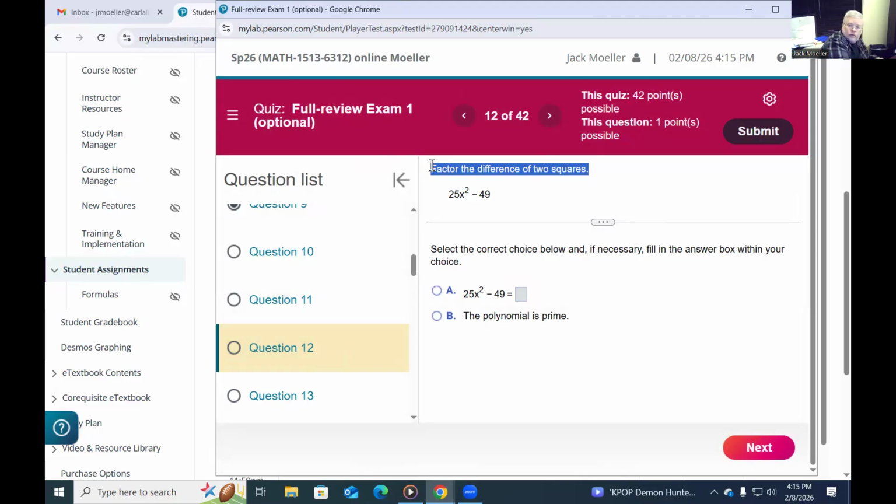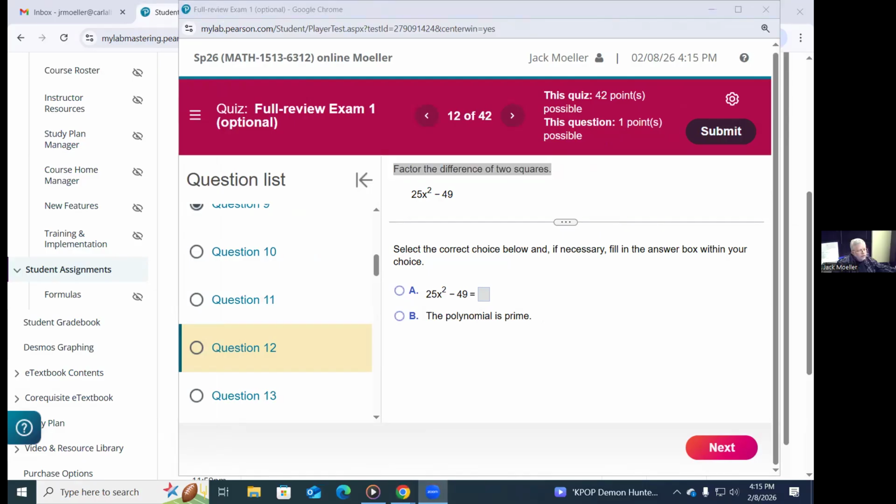Like you're going to have to do every single. I feel like I don't have enough factoring problems in here. Let's see. The 25x squared minus 49. And so hopefully you've gone back and looked at how to do all your factoring techniques.